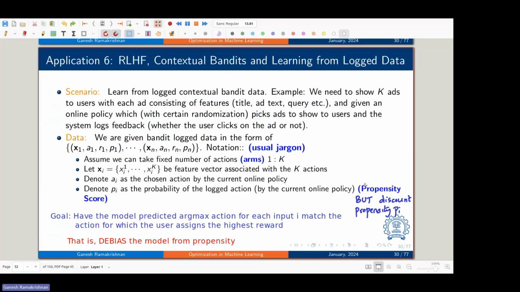So debias the model from propensity. So what will be your objective? Try and write down. You need to discount for that propensity Pi. Right? If you keep going by the propensity, you may actually not learn as much from the data. So you have to discount for that propensity. The model knows its probability. It's bias.